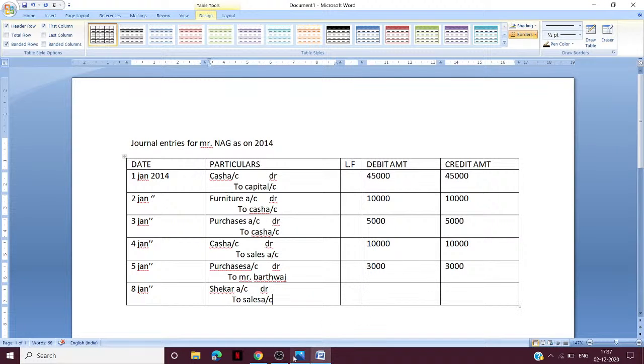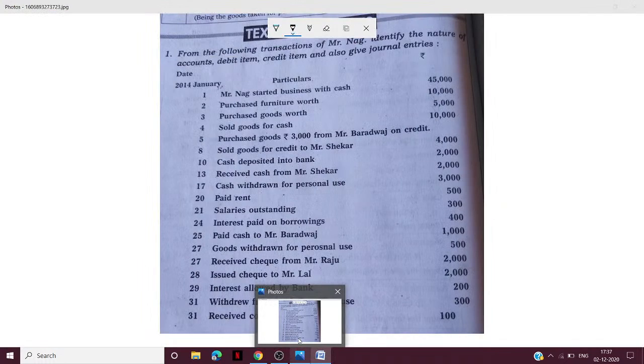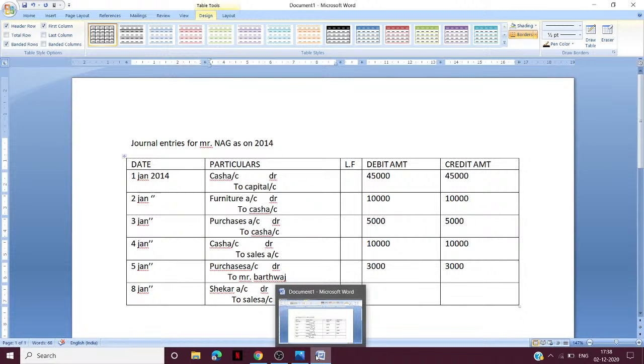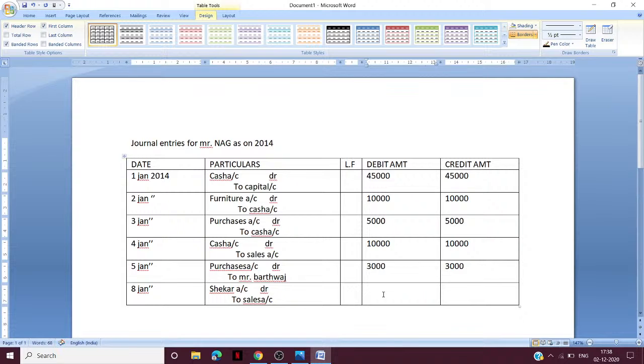What is the amount? 4000. So write 4000 on both the sides. Hope the doubt is clear. If you have any doubts, comment in live chat, so that I can understand your queries.